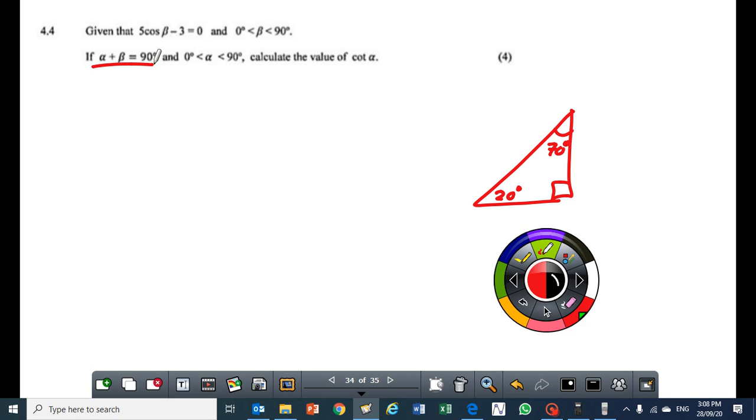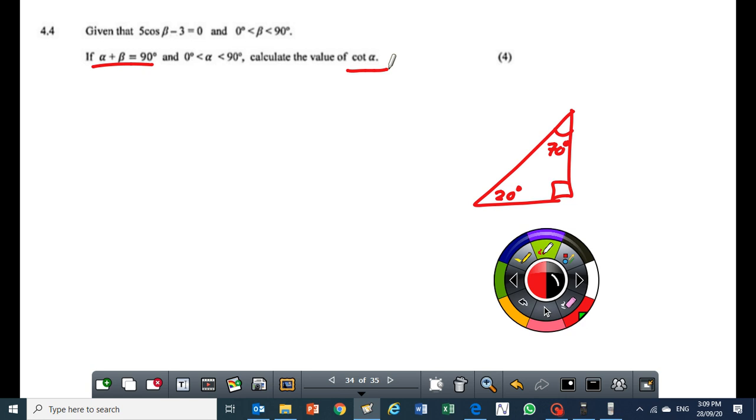So alpha is acute, beta is acute. Please, alpha and beta are sizes of angles, but they are unknown sizes. So your beta is between 0 and 90. Alpha plus beta is equal to 90, and alpha is also between 0 and 90. So both alpha and beta are acute. You're asked to calculate cot alpha. If you understood the concept of trig ratios based on a right-angled triangle, then you shouldn't have any issues with doing that question.